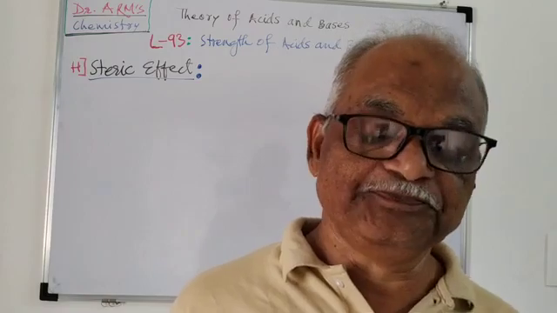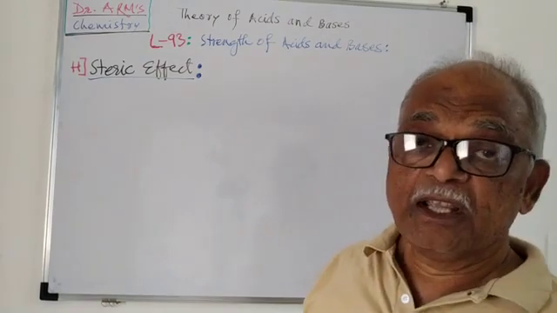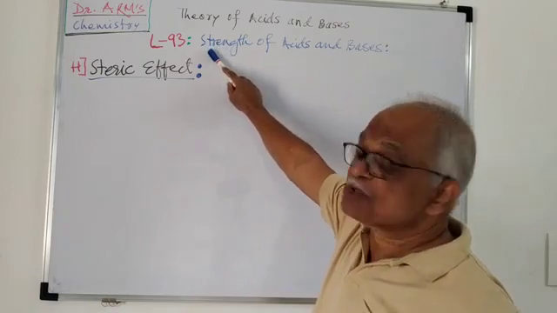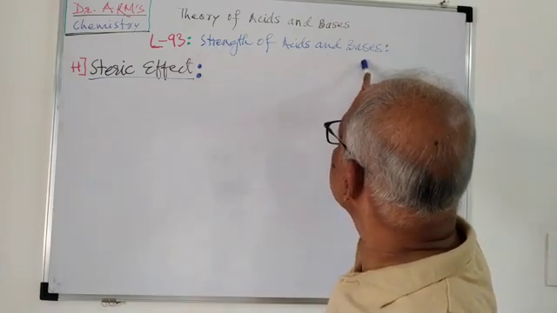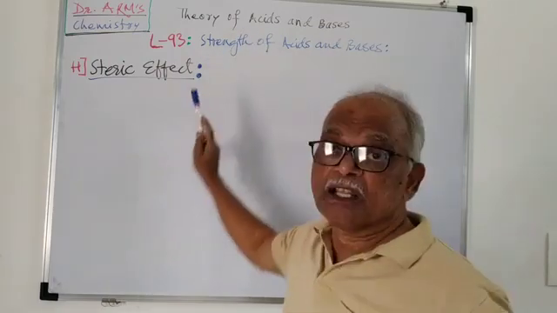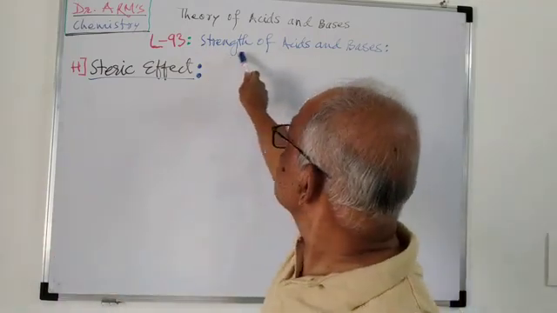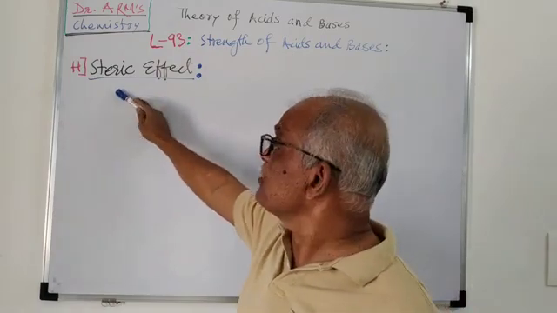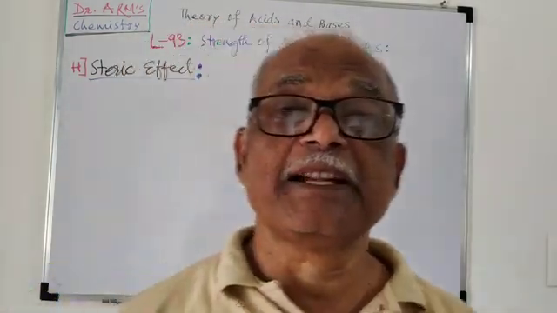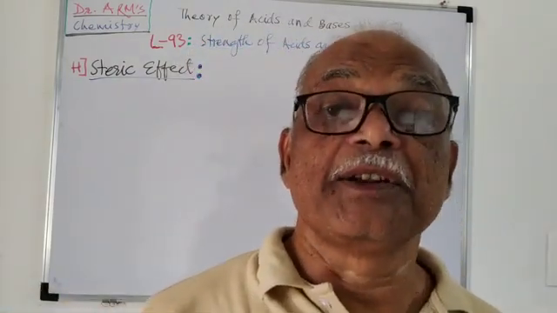Dr.ARM's Chemistry. We were discussing the theory of acids and bases, in which we have discussed the major point of this topic, that is strength of acids and bases. Under this point we have discussed several factors affecting the strength of acids and bases. Now we are going to see the steric effect on the strength of acids and bases. So here we should understand what is steric effect.